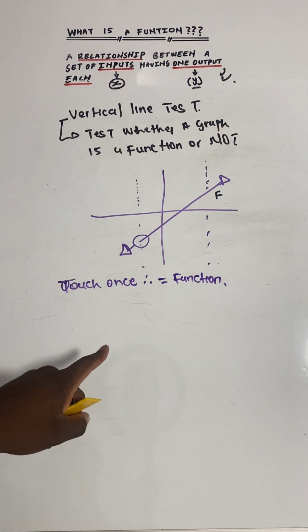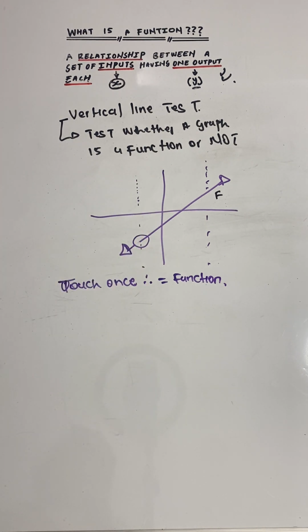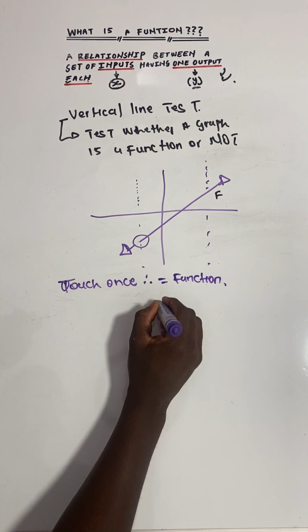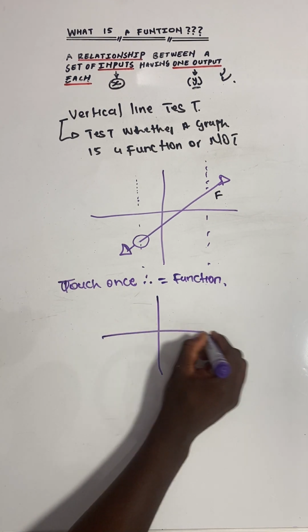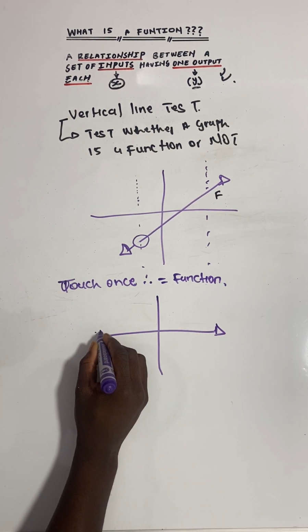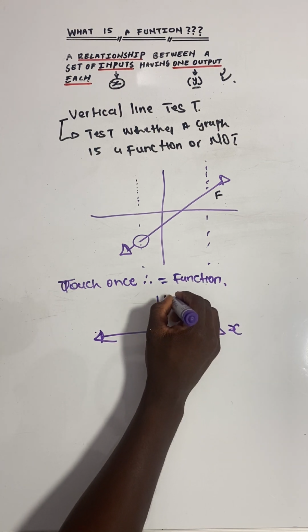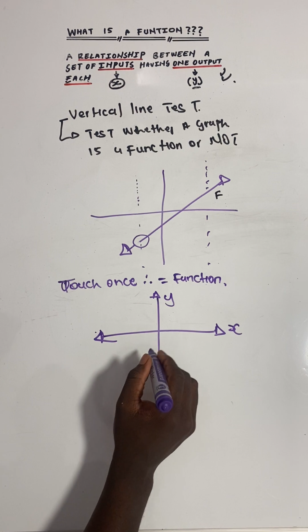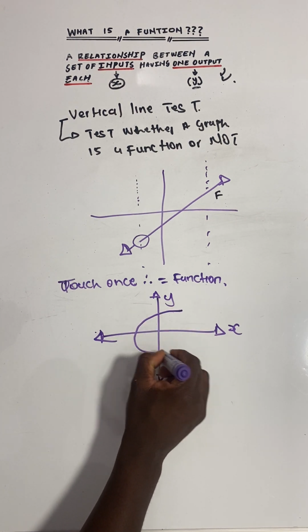Right. But what if it touches twice? For example, if we can have a situation like this, right? So we have our Cartesian plane, this is the x and this is the y-axis. Sorry for not doing that there, right? Then now we have something like this here.